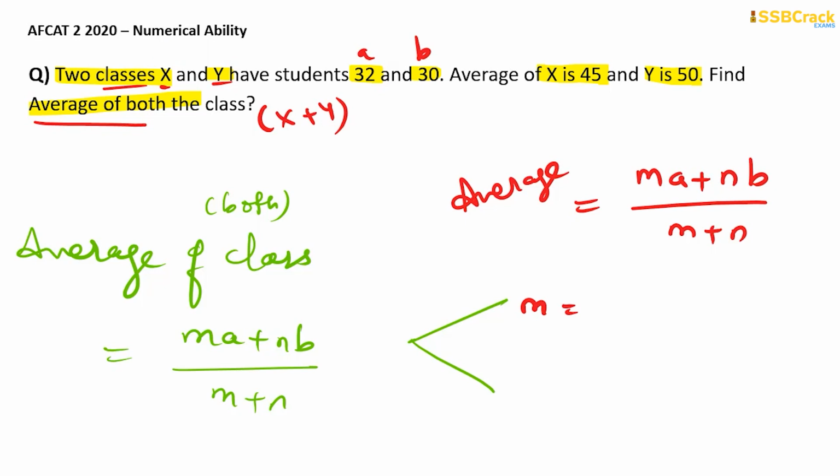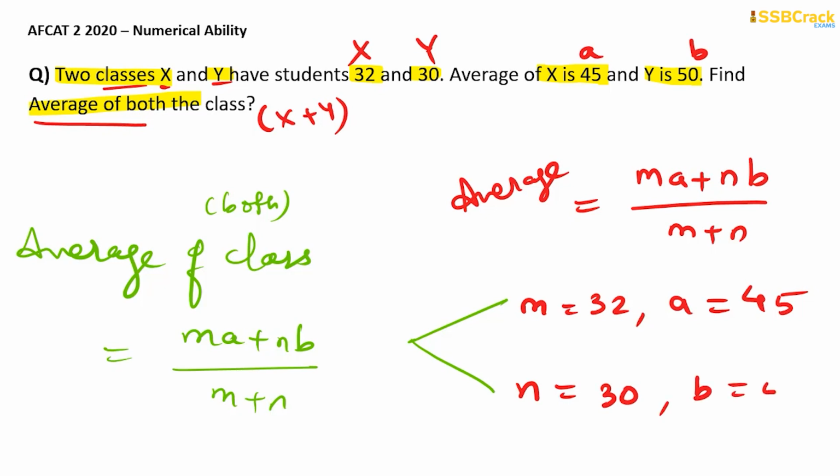M and N are the quantities. The quantities are respectively 32 and 30. Alright, and the averages are respectively A and B. So M we have, that is 32, and its respective average, that is A equal to 45. Then we have N, which is given to be 30, and its respective average B is given to be 50.